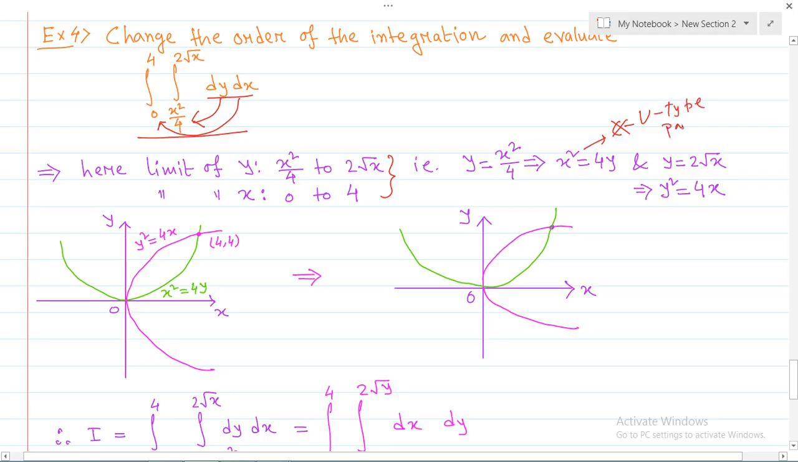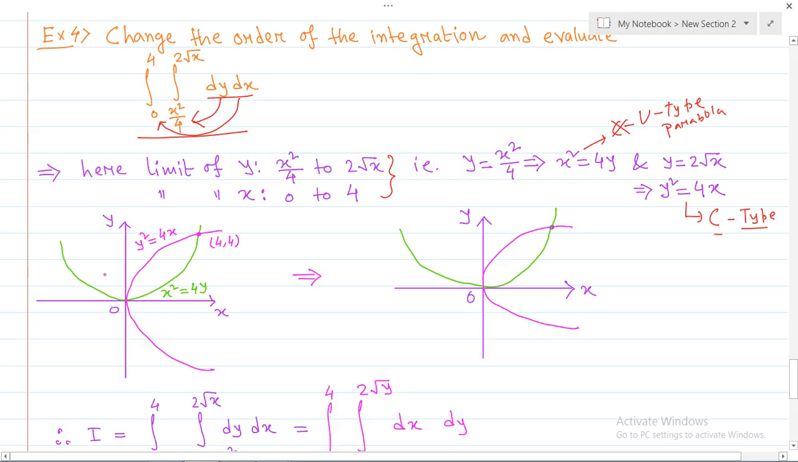U type parabola. And y equal to 2 root x, so whenever we make it square, we are having y square equal to 4x. That is a C type parabola. U type, C type means the structure is looking like U and C. It is easy to remember.